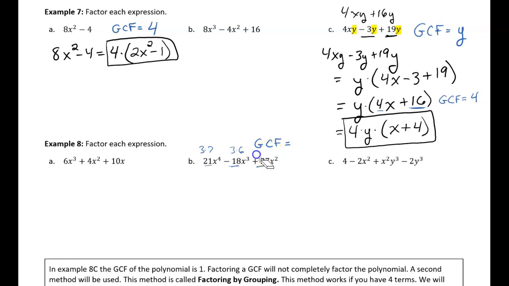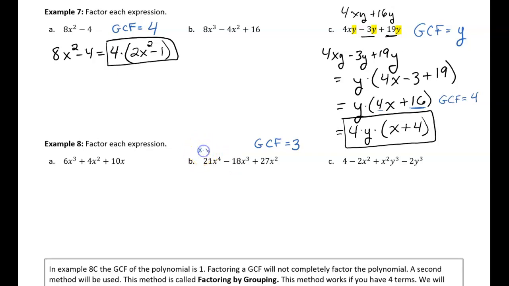No, right? 3 is the greatest number that can go divided nicely into 21, negative 18, and 27. All right. Is that it? Is that all they have in common? Let's check our variables. So the 21x to the fourth.